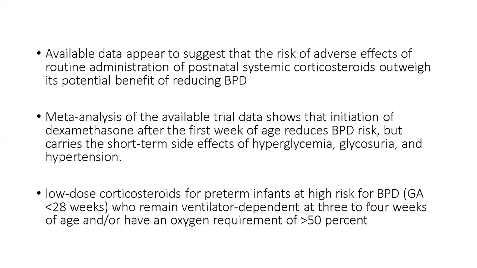What is widely used in America is something called the DART protocol. It's a short dose for 10 days of dexamethasone, late use, usually around 3 to 4 weeks of age, low dose of the corticosteroid. In the baby who remains on mechanical ventilation around 3 to 4 weeks of life and requires more than 50% of oxygen, then you might use it, because the studies looked only at early use and for a short period of time. There is no evidence that a short period of time causes neurodevelopmental impairment or cerebral palsy. So the meta-analysis trial showed that initiation of dexamethasone after the first week of life reduced bronchopulmonary dysplasia, but carries short-term risks, high blood sugar, as we know, and hypertension.